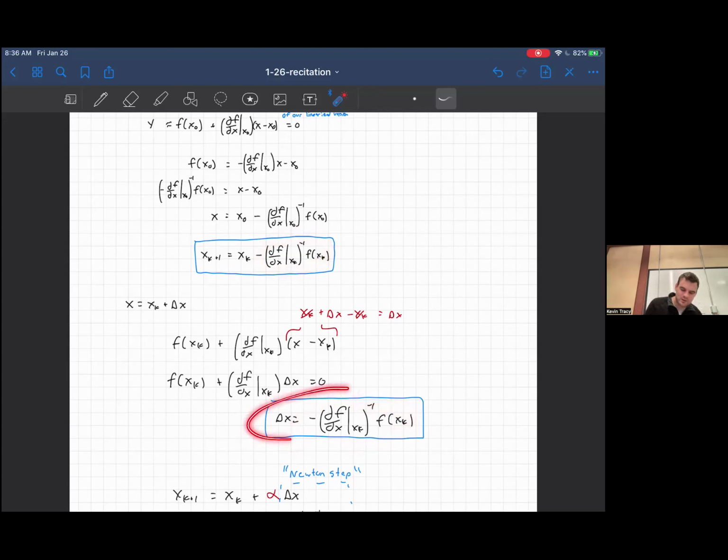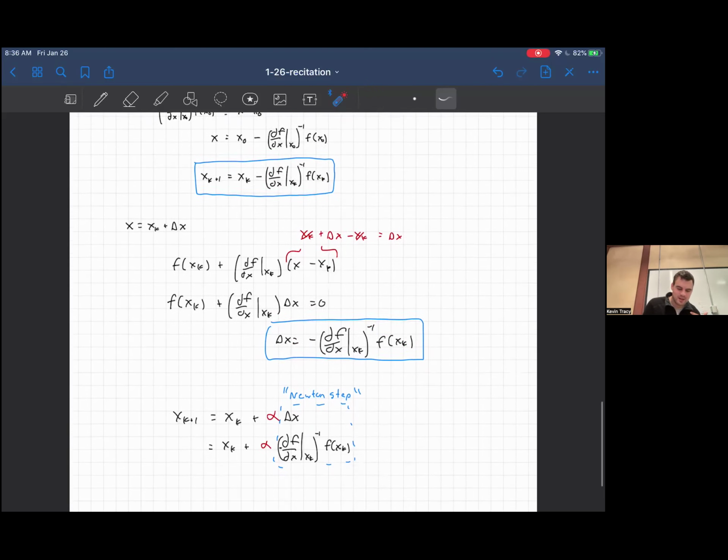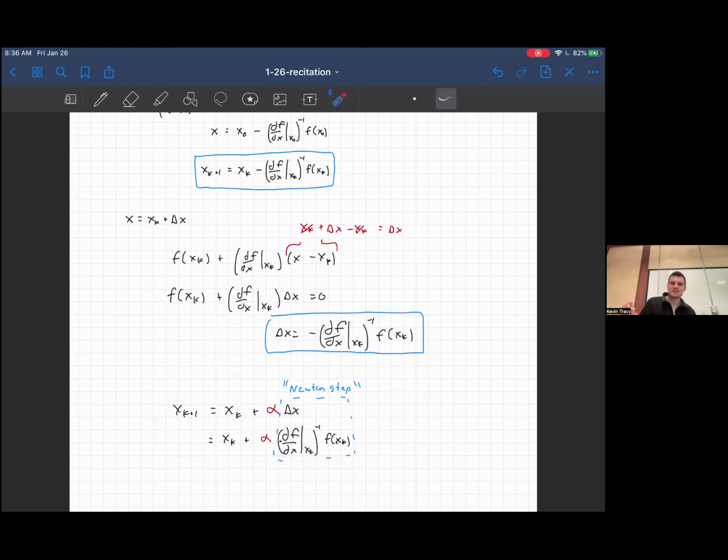And once I define this as a Newton step, I can then be a little more generic in how I write down Newton's method. And I can say that I will just apply a Newton step, but I don't have to apply the full step if I don't want to. I can just have some learning rate alpha that will tell me how much I should be stepping.